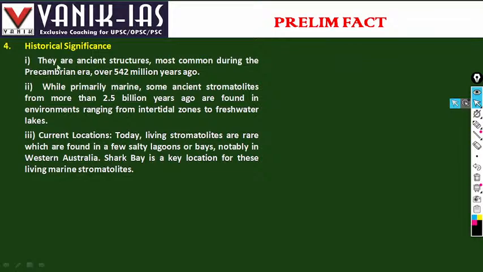Historical significance: they are ancient structures, most common during the Precambrian era, over 542 million years ago. While primarily marine, some ancient stromatolites from more than 2.5 billion years ago are found in environments ranging from intertidal zones to freshwater lakes. Current location: today living stromatolites are rare, found in a few salty lagoons or bays, notably in Western Australia. Shark Bay is a key location for these living marine stromatolites.